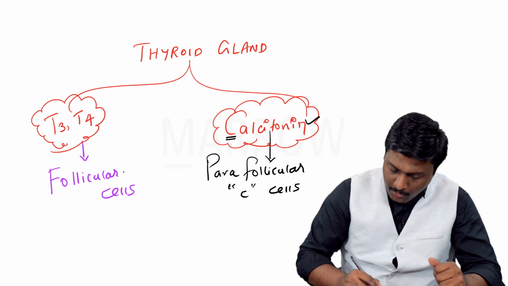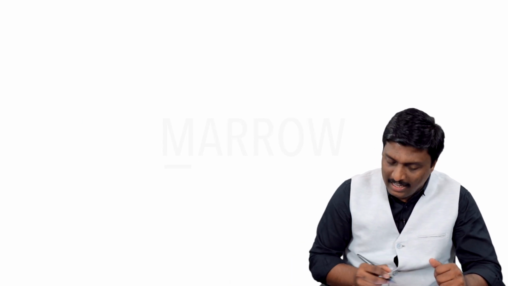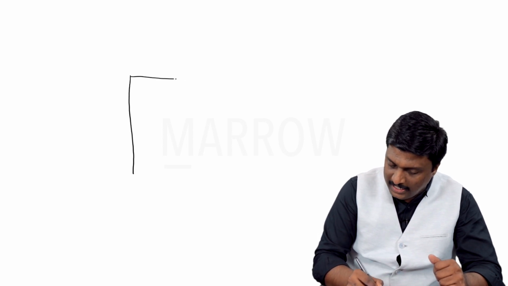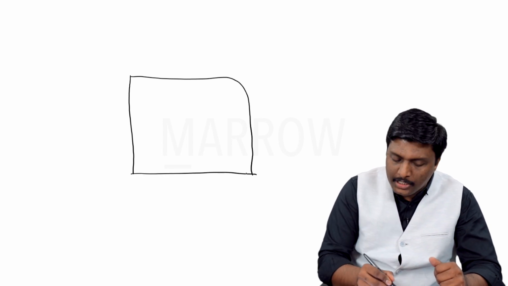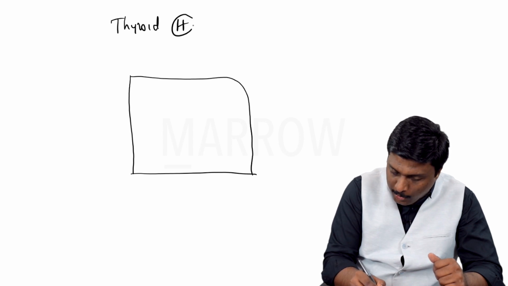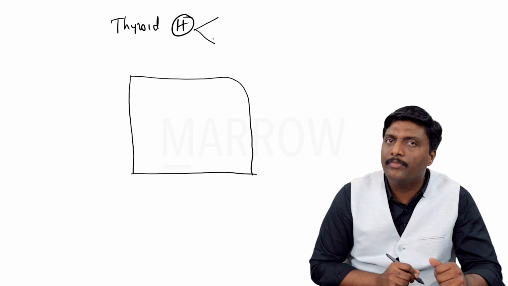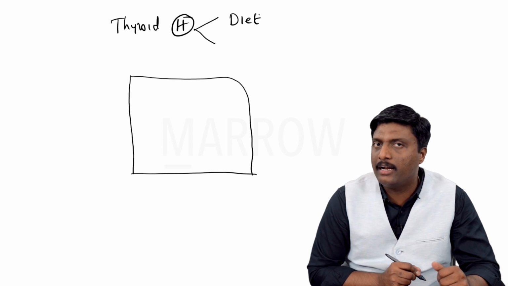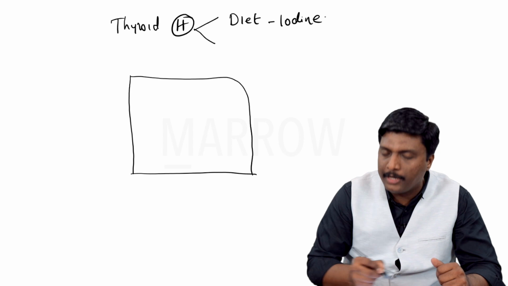The first cell we are going to take is none other than the follicular cell. A schematic representation of a typical follicular cell, kindly make a note, is in front of us now. If you want to form thyroid hormones, you require two important ingredients. What are they? The first important ingredient must come from our diet, which is a mineral. What is that mineral? That mineral is none other than iodine.